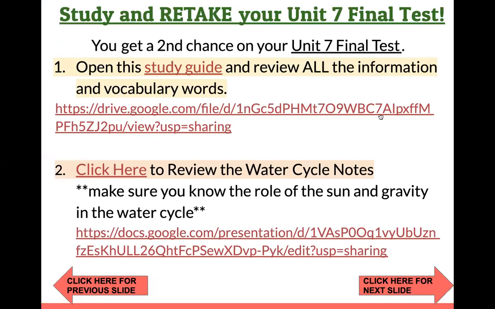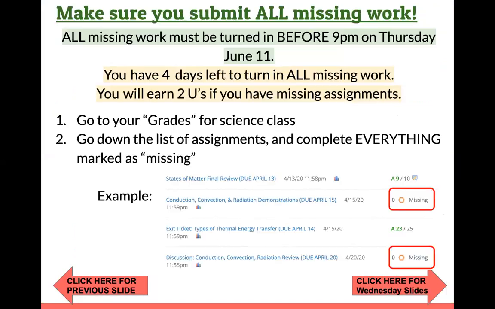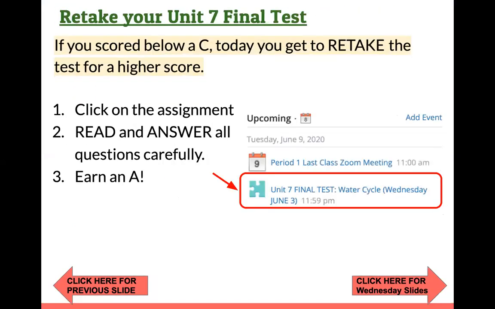All right. So you get to retake your Unit 7 final test. If you want to do better on it, you're going to look at the study guide by clicking here and then review the water cycle notes by clicking here. And if you scored below a C, I want you to retake the test for a higher score. Remember, tests are the best way to bring up your grade. So if you do better on this test, your grade will go up a lot. If you got a score below a C or even a B and you want to do better, you can go to the upcoming section and click on the final test again, and you will be able to take it again.